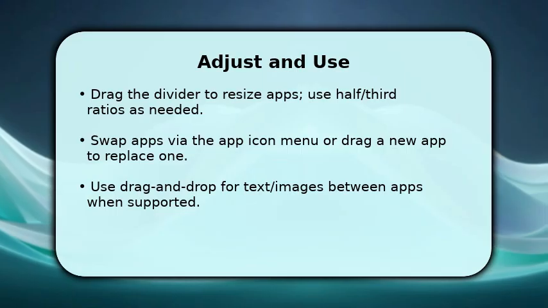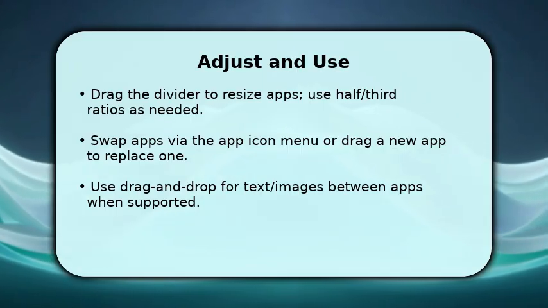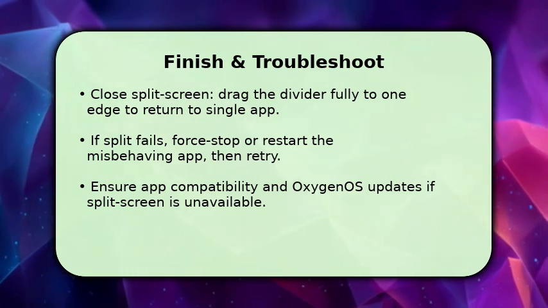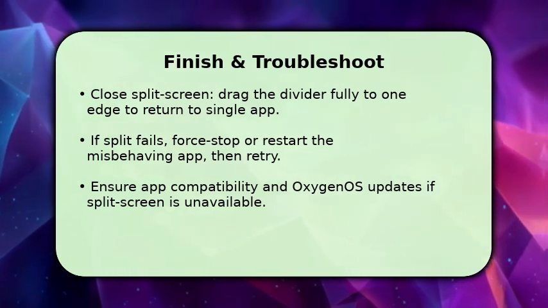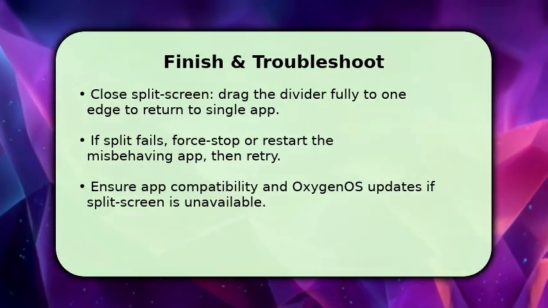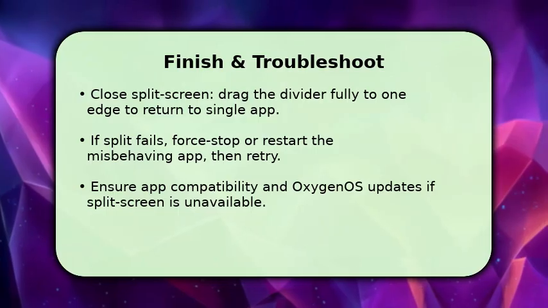To finish, drag the divider all the way to the top or side to exit split screen and return to one app. If an app won't enter split mode or the divider is unresponsive, force stop that app from Settings, Apps, then reopen and try again. Restarting your phone often clears lingering issues.